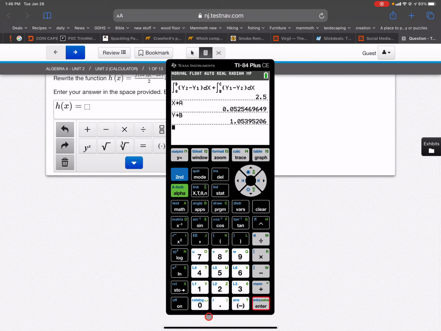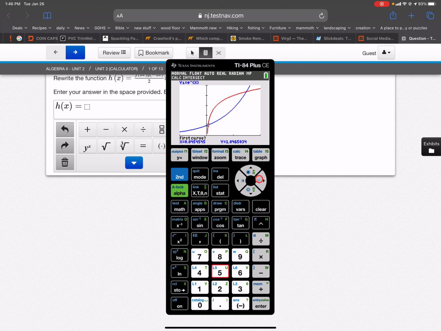So we want to do second calc 5 for intersection. And yep, y1 is my first curve, so I hit enter. y2 is my second curve, so I hit enter. And I'm going to guess, that looks like about 1.5. 1.5 is my guess, and there it is.